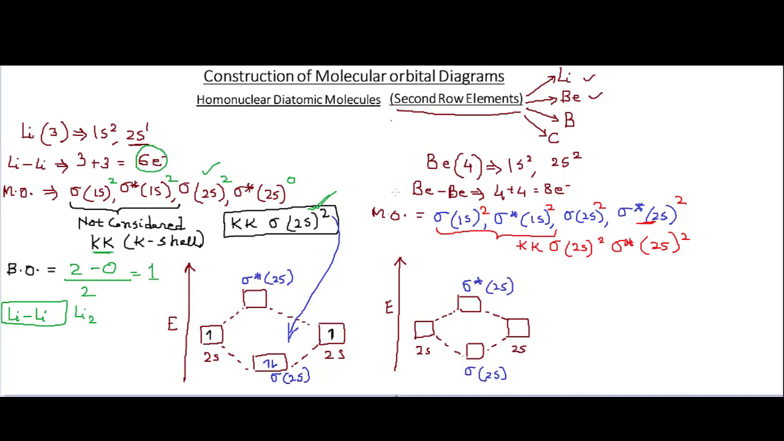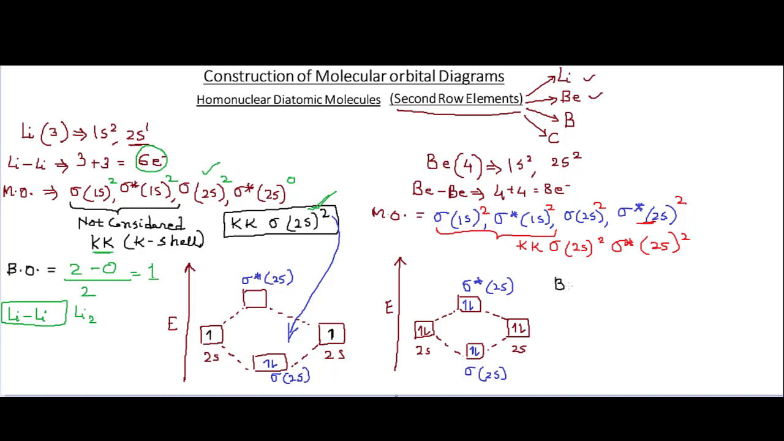Each atomic orbital contains how many electrons? 2 electrons. So 2 electrons for each beryllium atom, total 4 electrons for the 2 atoms. Then these 4 electrons we accommodate in the molecular orbitals as sigma 2s2 and sigma star 2s2. Okay, fine. So this is our energy level diagram.